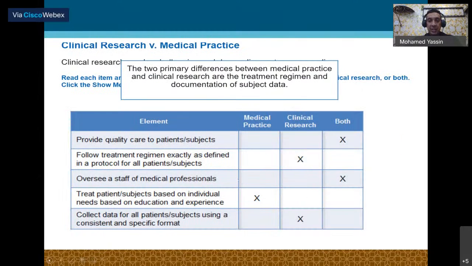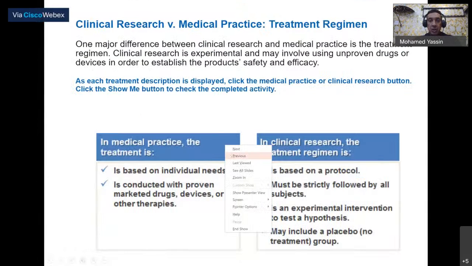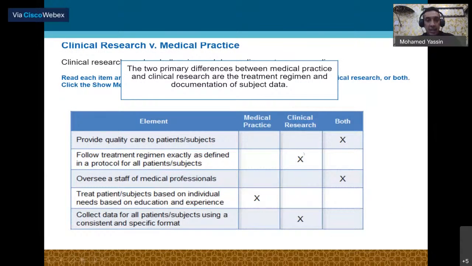So the 2 similarities between clinical practice and medical research are, number 1, that both of them are providing quality care to patients and subjects, and both of them also oversee staff of medical professionals.